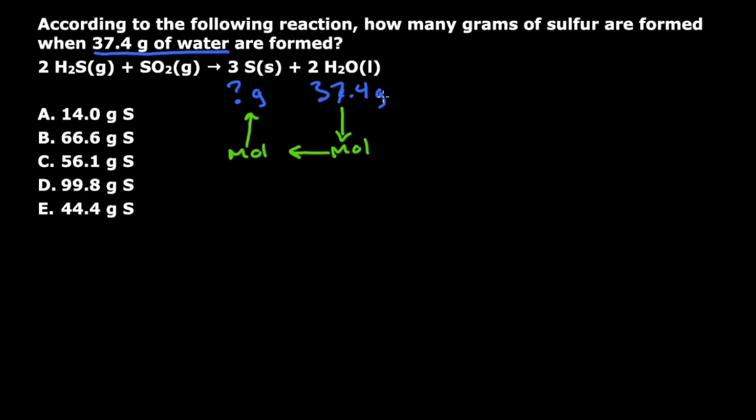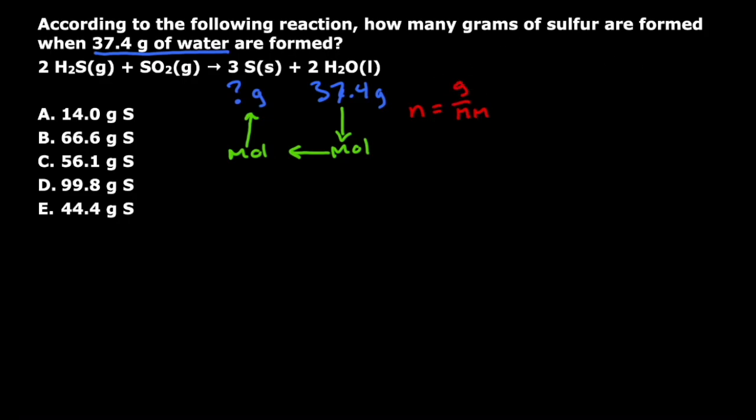And I have grams here. I need to go to moles. And to do that, I'm going to use this equation right here. I'm going to say that the moles is going to be equal to the amount in grams divided by the molar mass. And so I'm going to use grams to moles with this equation, and then I'm going to go from moles to grams with that same equation.